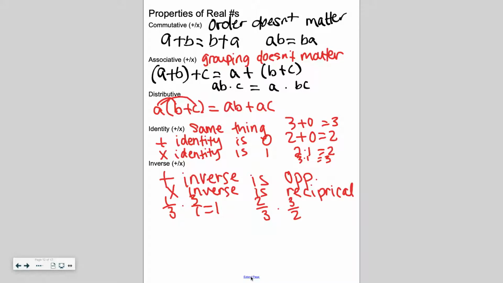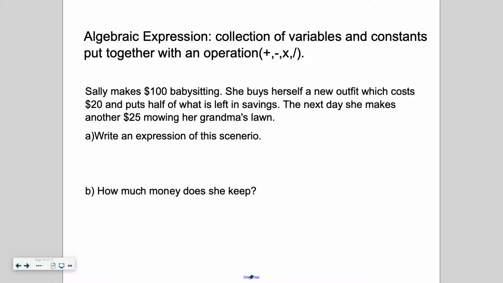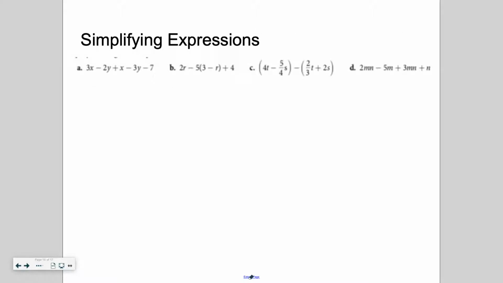Really, the rest of it is not hard. It's simplifying expressions, so combining like terms and solving equations. Simplifying expressions just means to combine like terms. I know this is really hard for you to see.